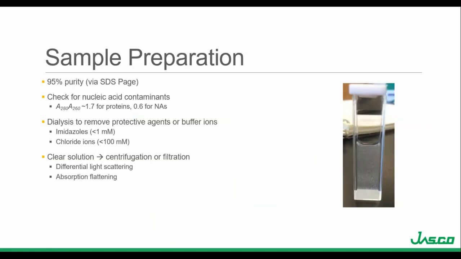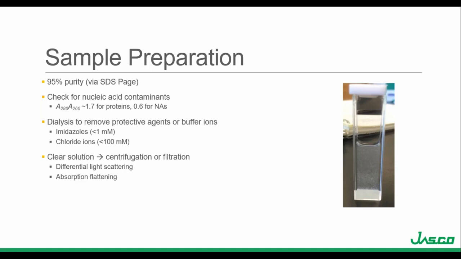While many samples do not require much sample preparation, there are a few things you want to keep in mind. Sample purity should be roughly 95% and can be checked via protein separation methods if it's not purchased from a vendor. The protein should be free of any additional chromophores or contaminants.